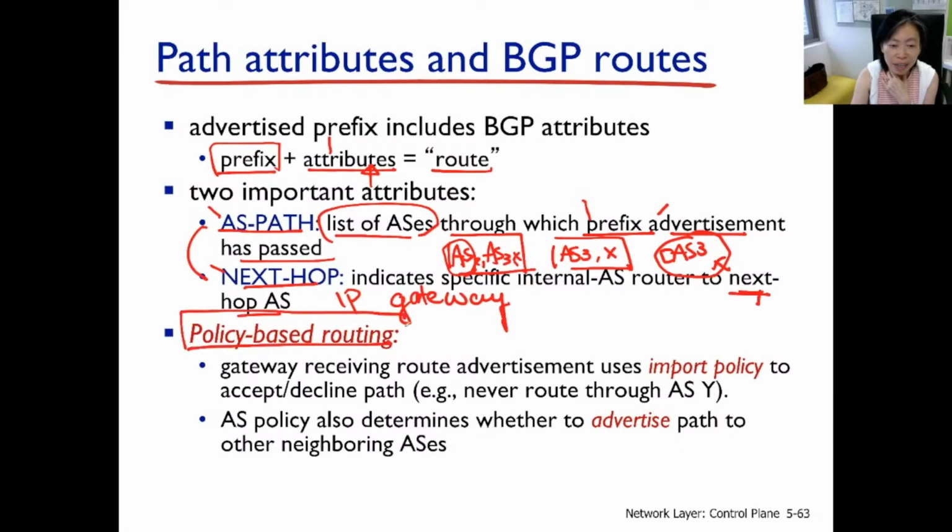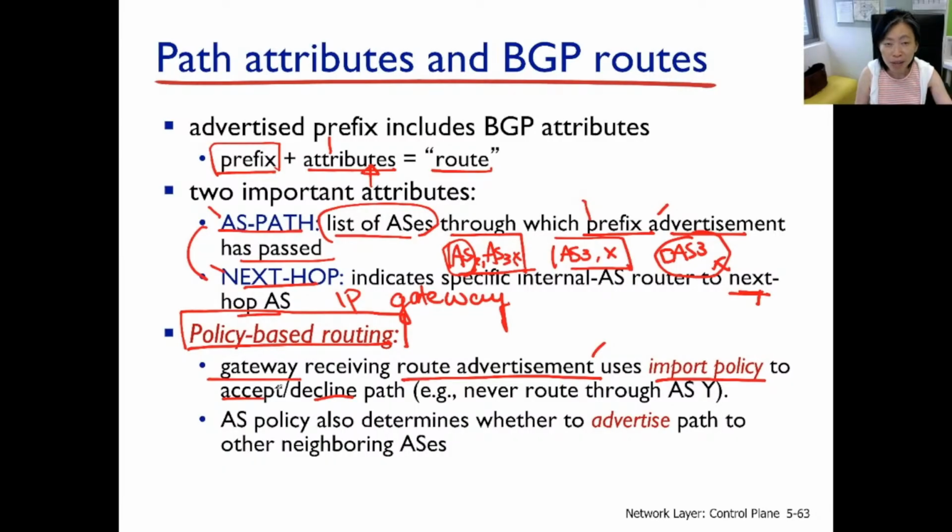BGP routing has grown more and more policy-based, meaning the gateway routers receiving these prefix advertisements, it's not like for every advertisement they will actually prepend their own AS and then pass it down further to other neighboring ASs. There'll be some sort of import policy. So the gateway receiving the advertisements will have to decide. Some of the advertisements they will decline, and some others they accept. Only the ones they accept will be propagated further to all the routers within the AS.